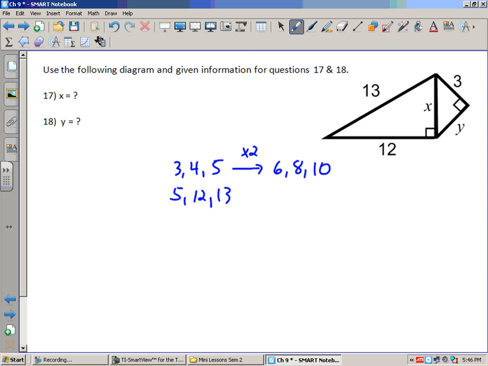5, 12, 13, 7, 24, 25. These are just some of the Pythagorean triples that you see on a regular basis. So I'm going to use 5, 12, 13, and 3, 4, 5.